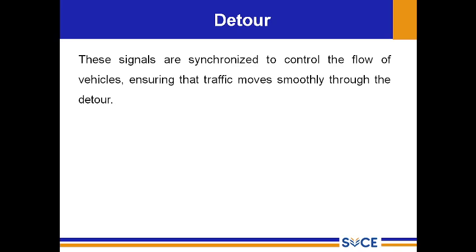These signals are synchronized to control the flow of vehicles, ensuring that traffic moves smoothly through the detour. So the signal timings need to be fixed based on the traffic volume. During peak hours, more green time you need to provide. In off-peak hours, the cycle length may be reduced. So this signal design should be done properly.